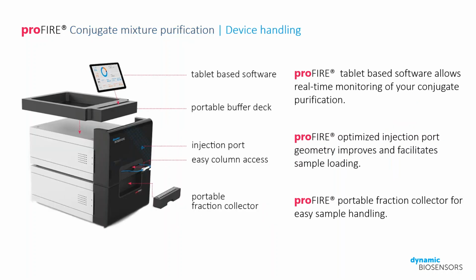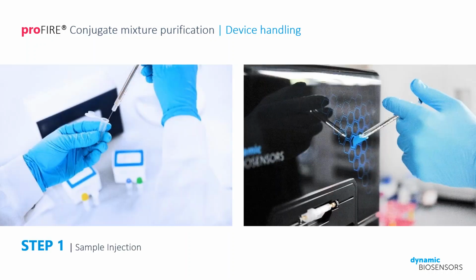than 30 minutes. The device itself is engineered with the objective of optimizing ease of use. The front of the device incorporates a sample injection port, easy to access column attachments, as well as a portable fraction collector. The device is controlled using the tablet element that comes installed with our custom-built software for the real-time monitoring of the conjugation purification run, as well as the data analysis of the chromatogram after the completion of the run. To get started with the purification of your conjugate reaction mixture, first collect your sample using the Hamilton syringe and inject it via the sample injection port.